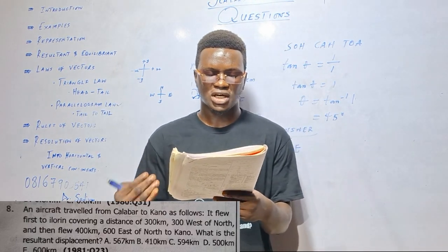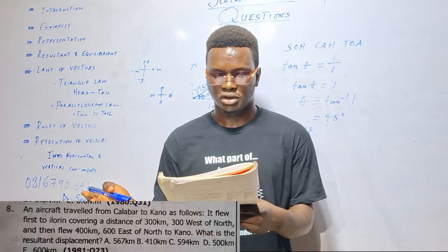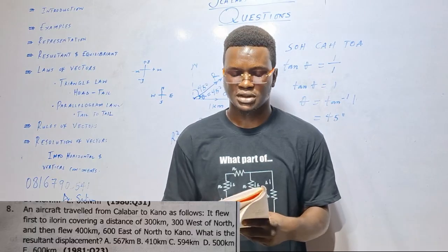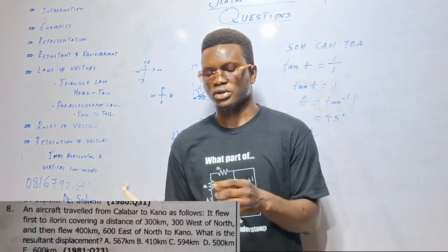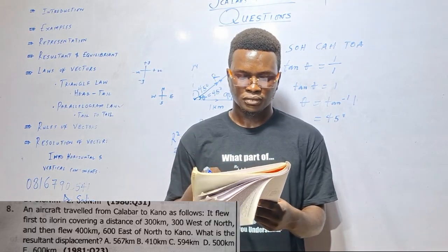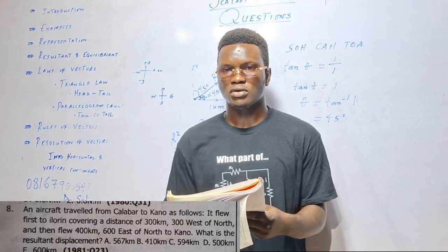An aircraft traveled from Calabar to Kano. If you're in Nigeria, you know where Calabar is and you know where Kano is. So from the east to the north and up. So now it flew first to Ilorin, covering a distance of 300 kilometers.